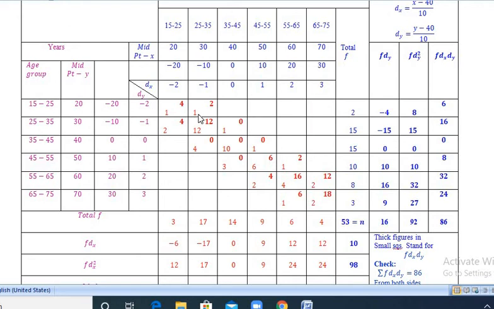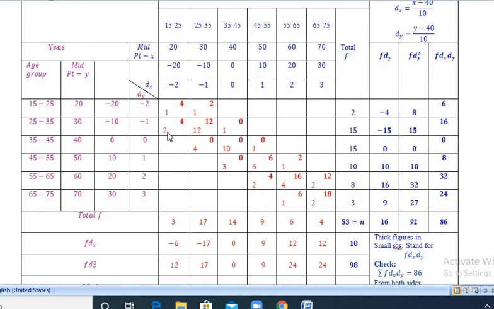And frequency over the class interval 25 to 35, that is f is 1 and dx is minus 2, dy is minus 2 and dx is minus 1, their product is plus 2 into 1, it is plus 2, right? Similarly the frequency is not given, we can leave the data.